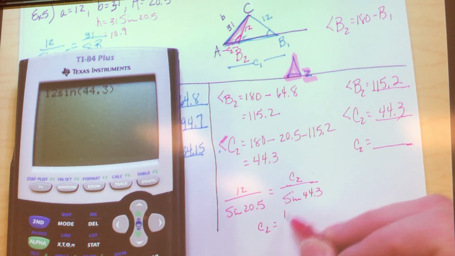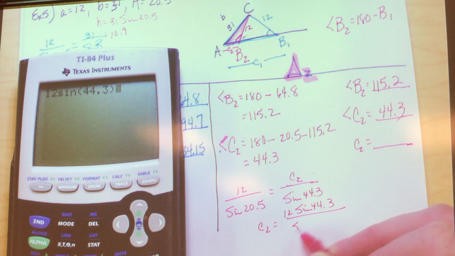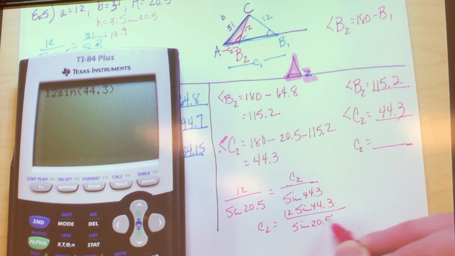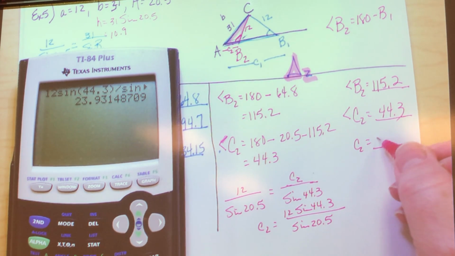Oh, I should write that down. 12 times the sine of 44.3, all divided by the sine of 20.5. I could've used that guy up there and then just replaced something, but I didn't. Divided by the sine of 20.5. So, 23.93. Yes.